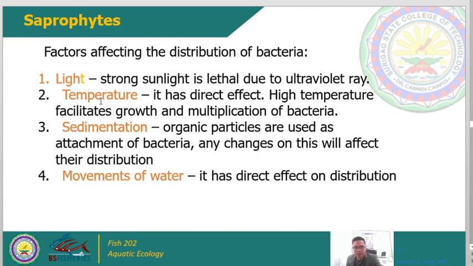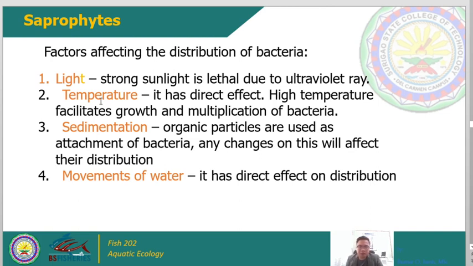So, if a bacteria is a thermophile, meaning to say, these are bacteria that love high temperature to grow. Okay? So, another factor that basically affects the distribution of bacteria is sedimentation. Sedimentation meaning to say, the sediment profile of that particular area or bottom.